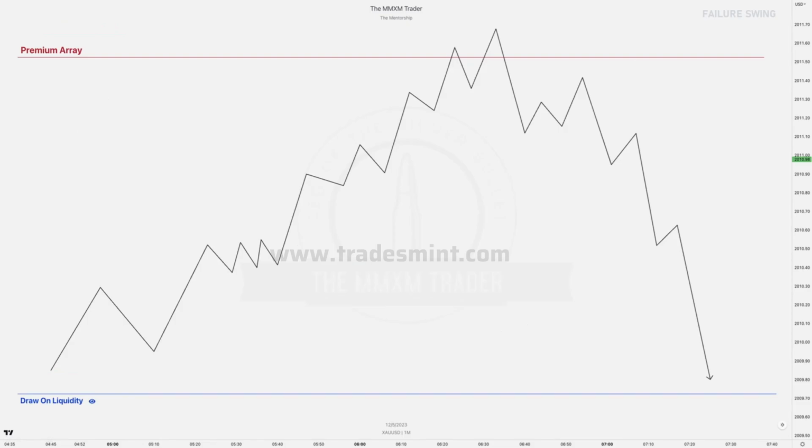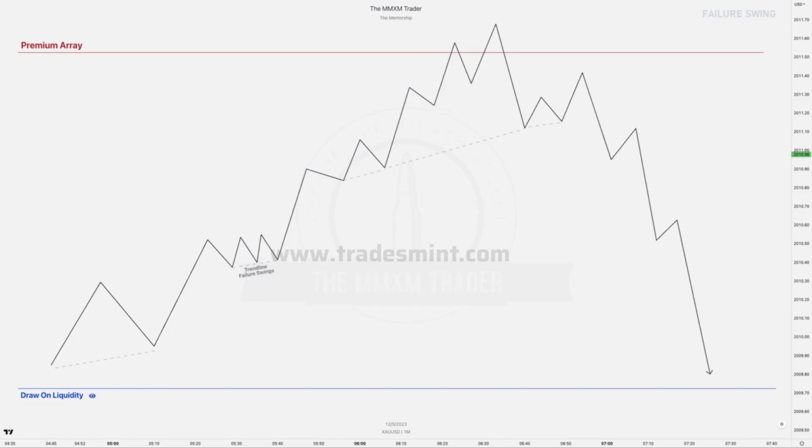So over here we got the inverse, right? This is a market maker sell model. So we've got our premium array up here and our draw on liquidity again down here. Now, what do we want to focus on, right? We want to focus on that low resistance liquidity. And where is that forming? Again, those failure swings, right? Those lows that fail to take out another low. And we've got those over here. We've got again a little trend line down here, right? Multiple lows which fail to take out the previous low, even down here at our draw on liquidity and over here.